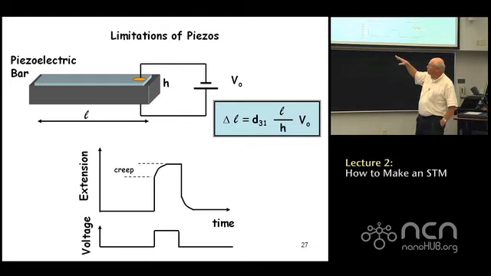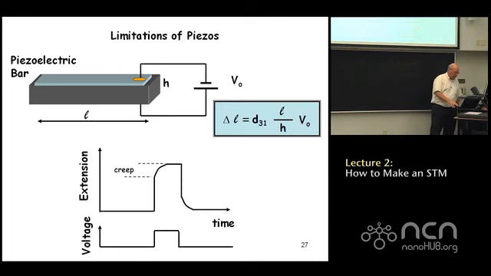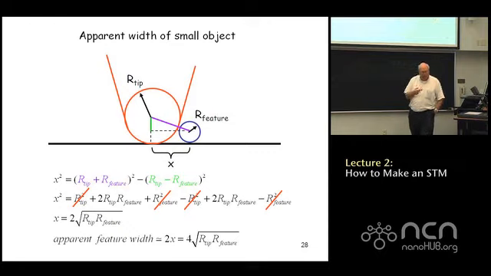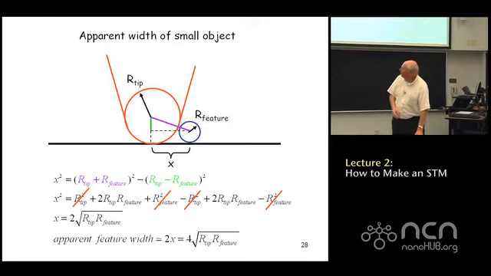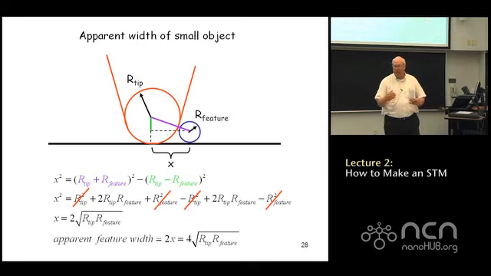And this creep behavior is going to be an artifact that often shows up in the process of interpreting scanning tunneling microscope scans, right? Another issue involves the apparent width of small objects, right? I think anybody can understand that if you scan a tip of finite radius over an object which is small compared to the diameter of the tip, there's going to be a convolution effect, right? The shape of the tip is going to influence the image that you obtain.